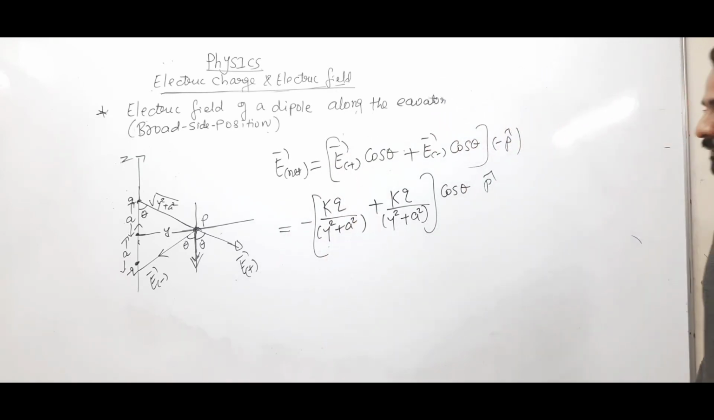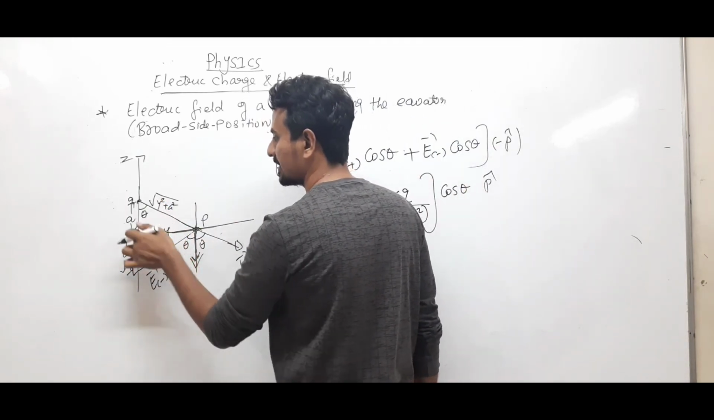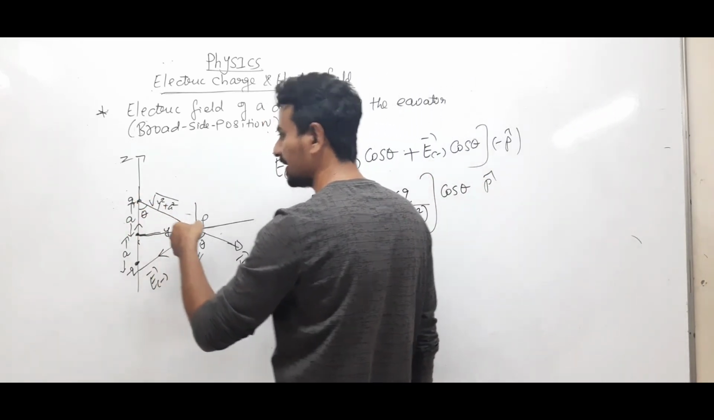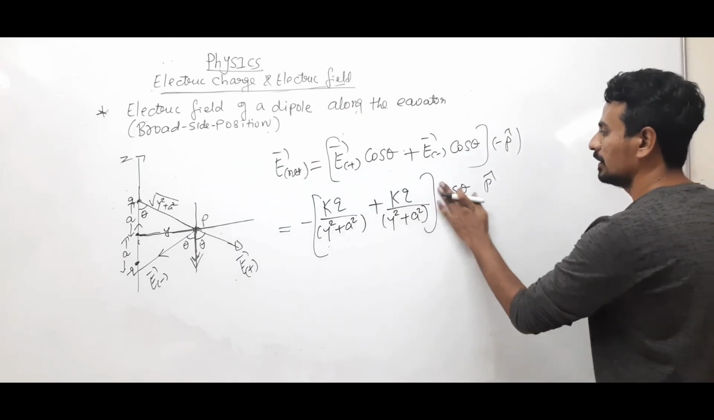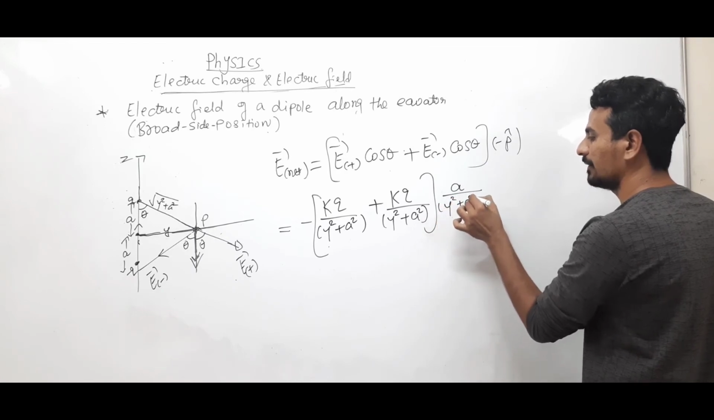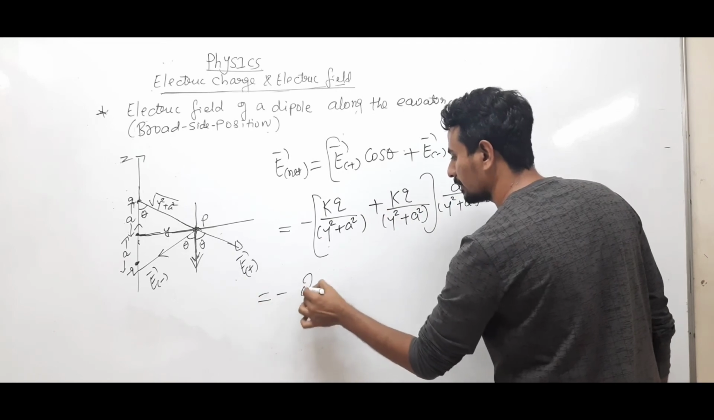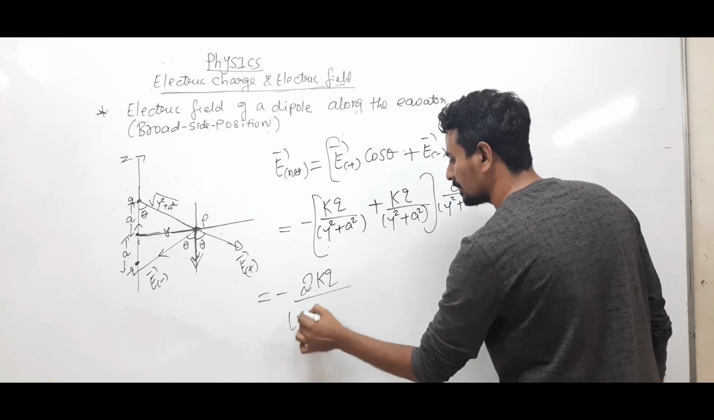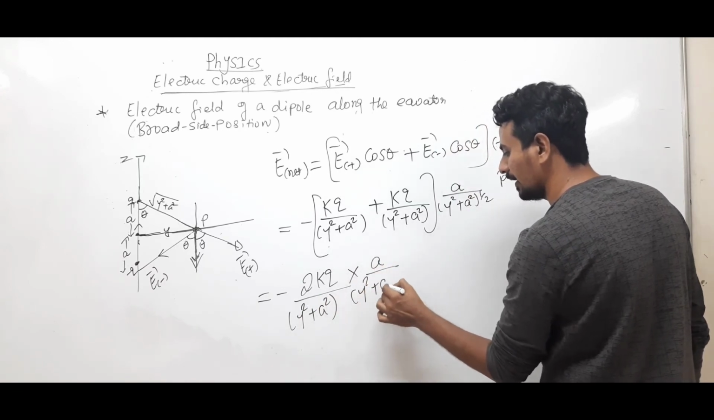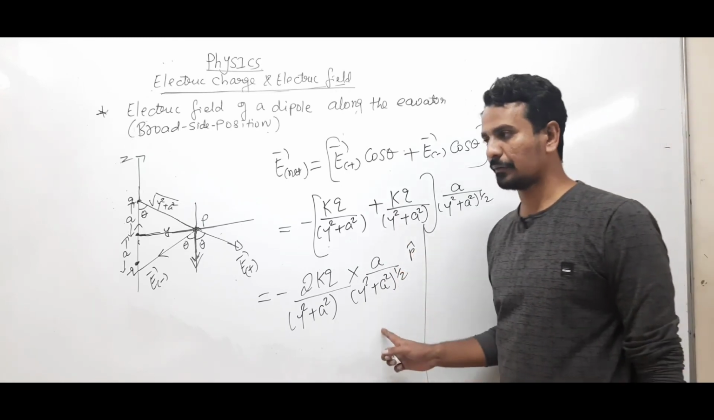Okay. So from this triangle, what is cos theta? Adjacent by hypotenuse. Definition of cos theta: this will be the adjacent side, this will be the hypotenuse. So cos theta will be written as a upon y square plus a square raised to 1 by 2, p caret. Solve this. Minus 2kq, y square plus a square, into a upon y square plus a square raised to 1/2, p caret. So this is 1, this is 1 by 2, 3 by 2.